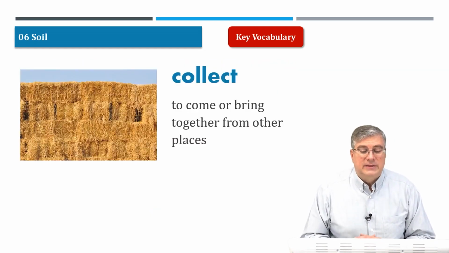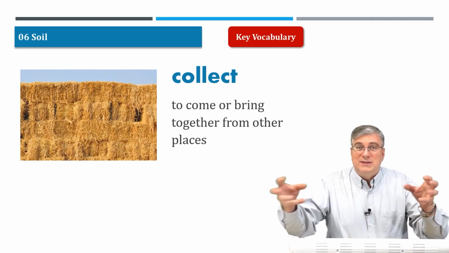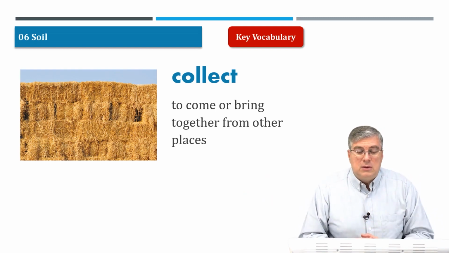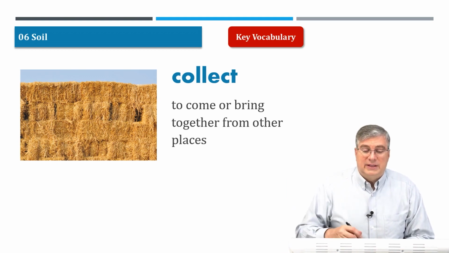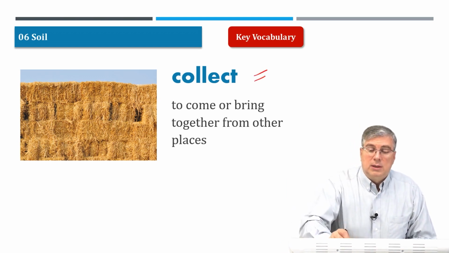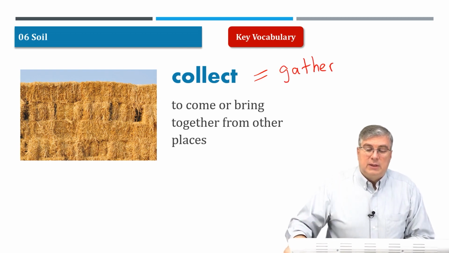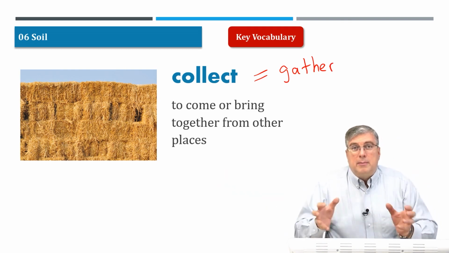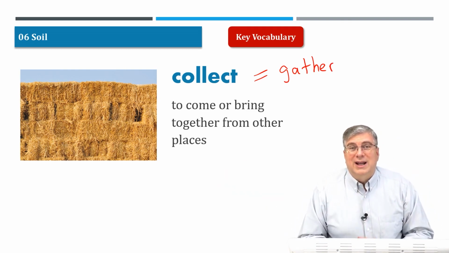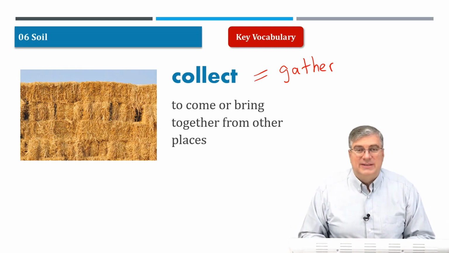Okay, next, collect. Collect means to gather, right? You want to get many different pieces of something and bring it all together, you collect it. So to come or to bring together from other places. Another word that's very similar to collect is gather. To gather. It means to get many pieces of something and to bring them all together in a pile or some kind of organized pile, organized stack. To collect, to bring together from other places. Okay.